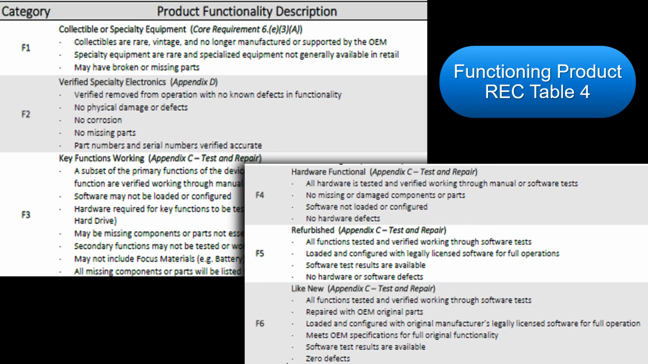This snapshot of Table 4 shows the level of detail for each of the product functionality descriptions. Each category has specific criteria that must be assessed to determine whether an item meets that level of functionality. In addition to these functionality descriptions, there are also cosmetic descriptions that must be assigned.